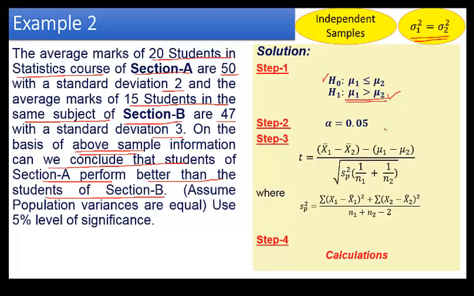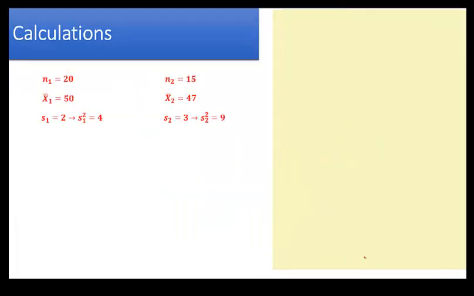Here the alpha, if not specified in the question, we will take as 5%. With T pool, the same formula as you have already seen. Similarly, the pooled variance. Now just look at the calculations. Here we have to do fewer calculations, since the sample means and sample variance are given in advance. So this information is already given: the mean and the standard deviation.